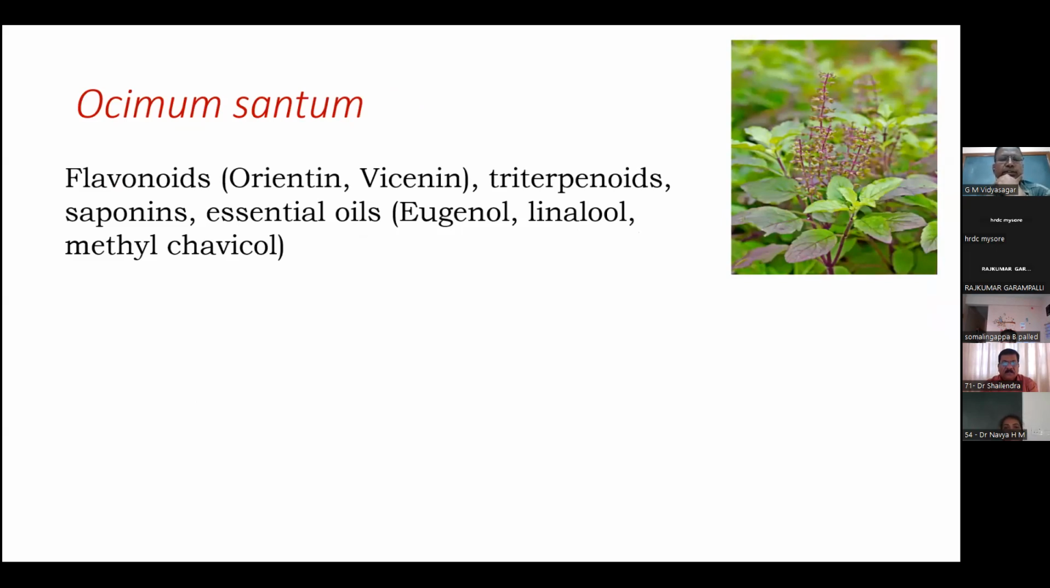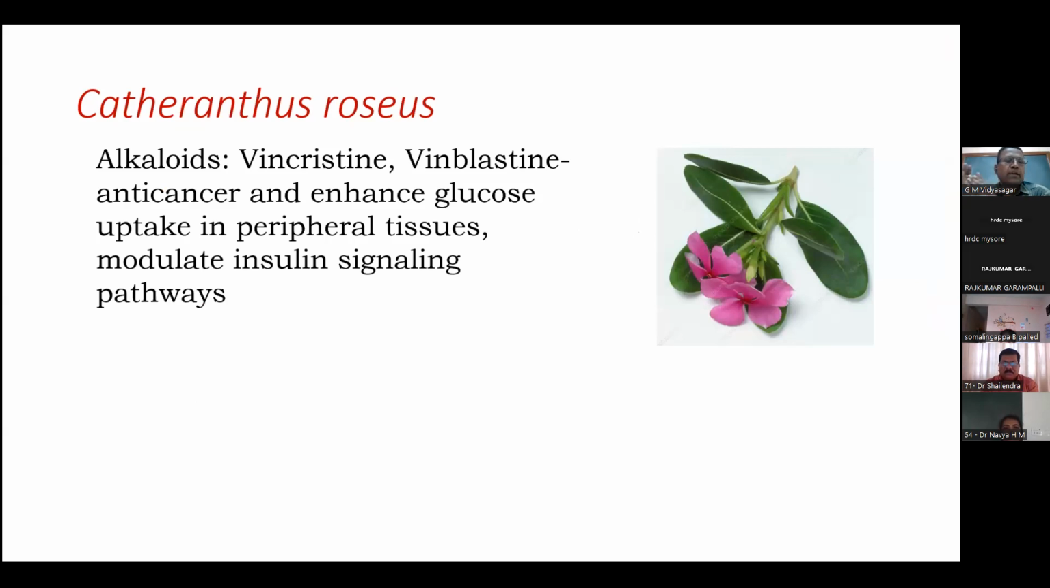Ocimum has some compounds, flavonoids, triterpenes, saponins, essential oils, and these are in one way or another involved in reducing sugar conditions. Similarly, the Catharanthus roseus plant is already known for vincristine and vinblastine, which are proven anti-cancer drugs, but they also have glucose uptake properties in peripheral tissues, and they modulate insulin signaling. This modulation is very important in immune modulation particularly.